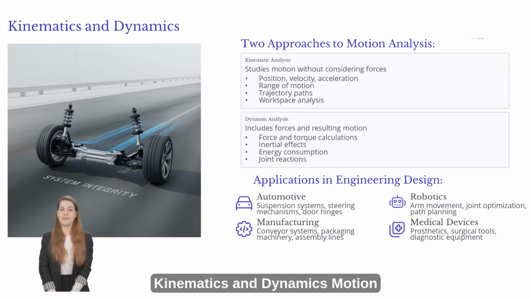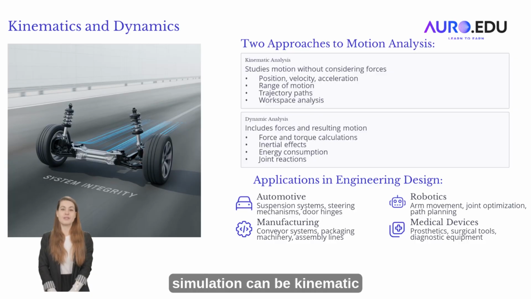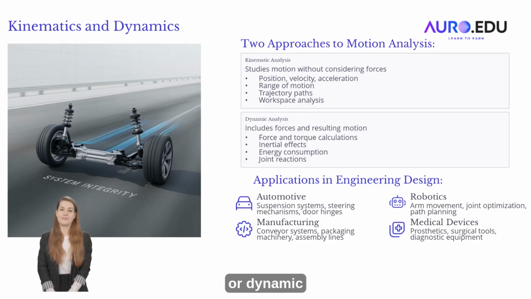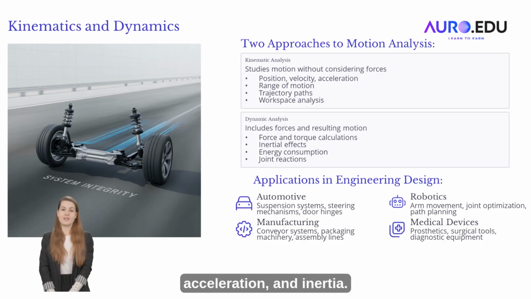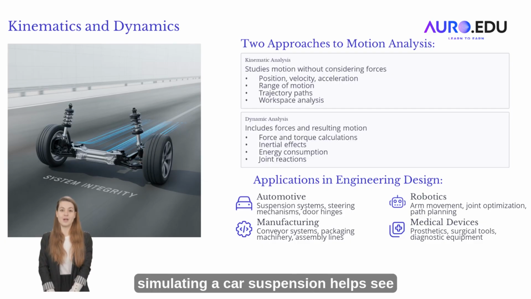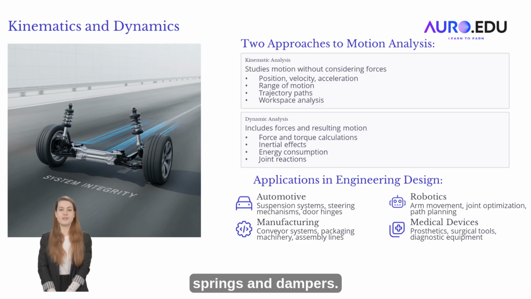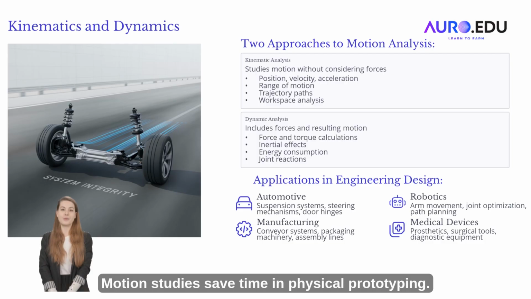13. Kinematics and dynamics. Motion simulation can be kinematic, motion without force, or dynamic, motion with force. Dynamic analysis includes forces, acceleration, and inertia. For example, simulating a car suspension helps see how it behaves on rough terrain. This data helps engineers fine-tune springs and dampers. Motion studies save time in physical prototyping.